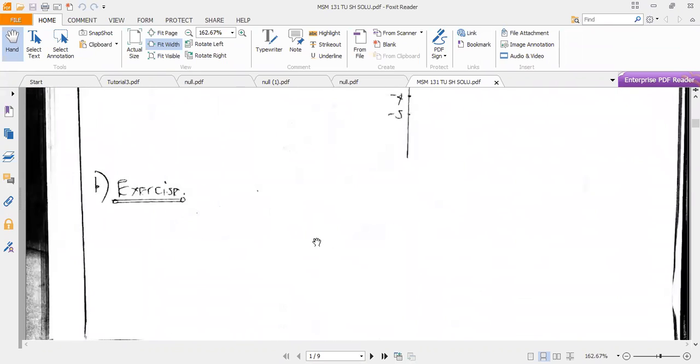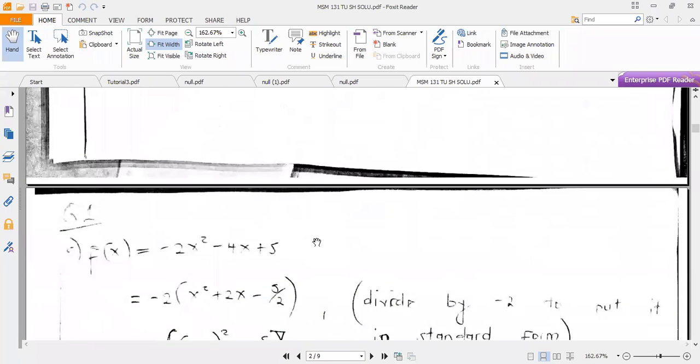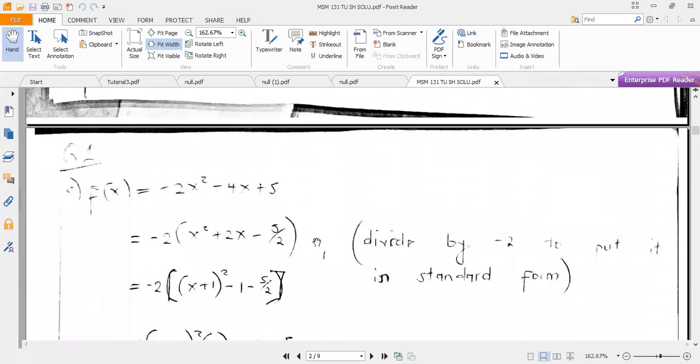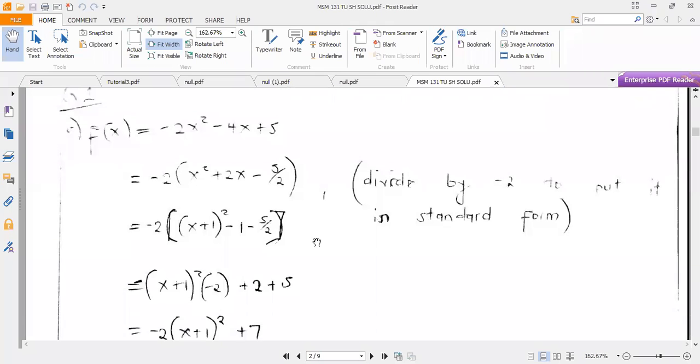Question B, I'll leave it as an exercise for you guys. Then we can do question C, because I feel question B is straightforward. So let's go to C.